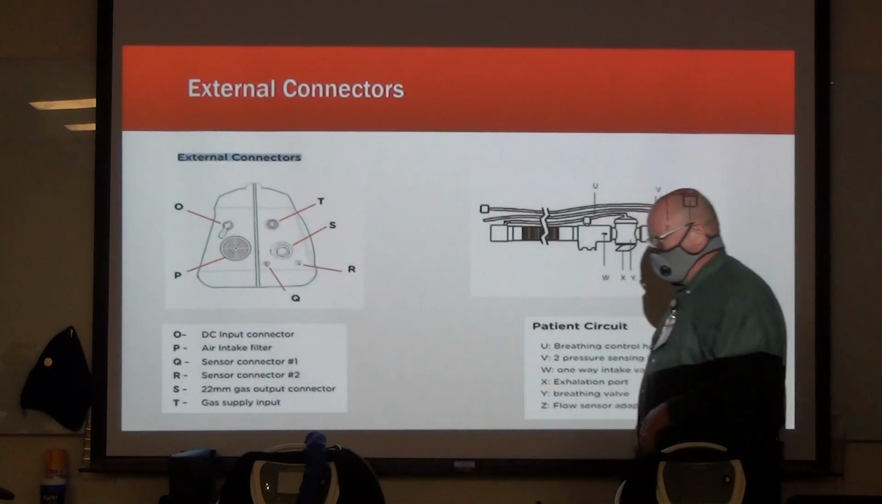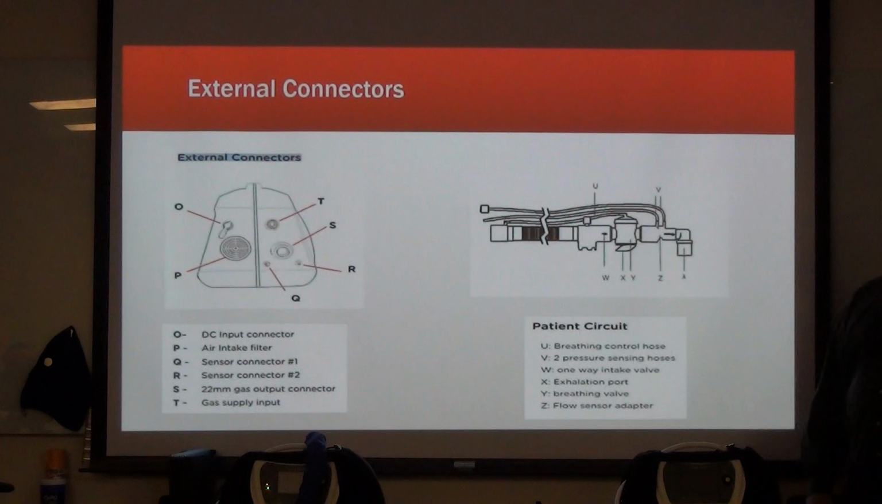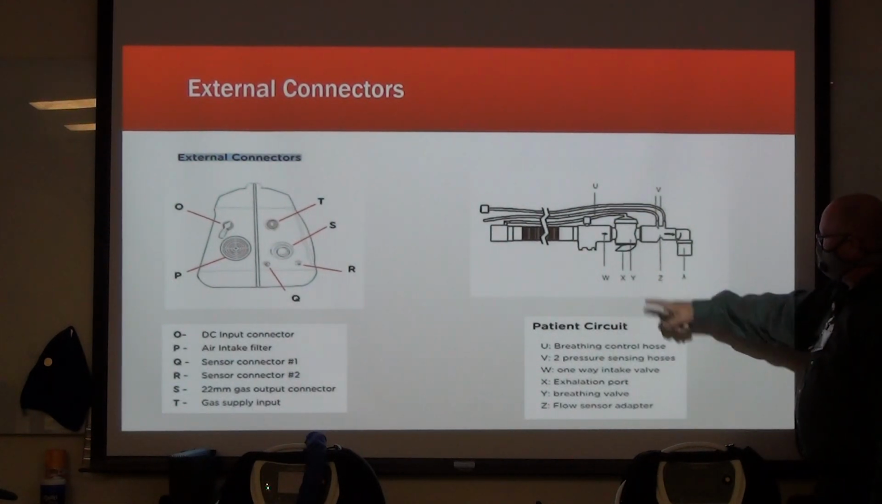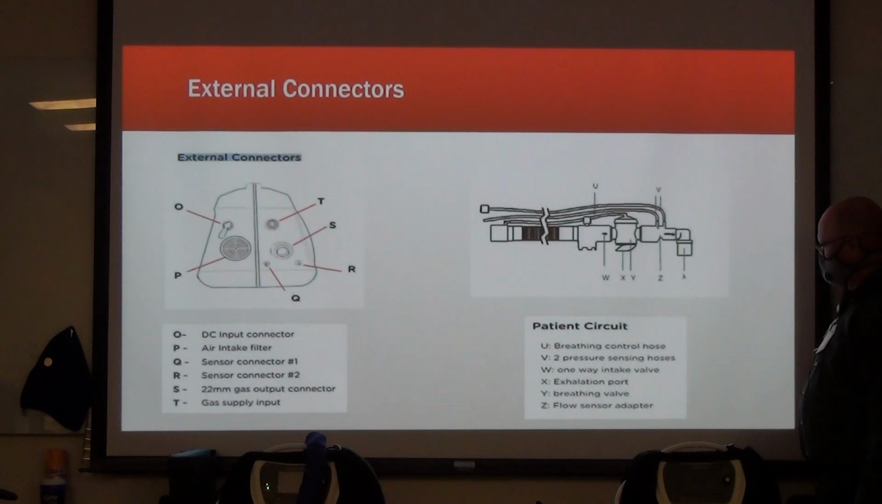That's probably one of the biggest things I've seen come off with a little bit of movement. So you can go through here and see that U up here is the breathing control hose. V are the two pressure sensing hoses. W is the one-way intake hose. X is the exhaust right here. Then your breathing valve, Y, at the very end, and your flow sensor is Z. Where is that at? There it is. So it's important, again, to have all these pieces.